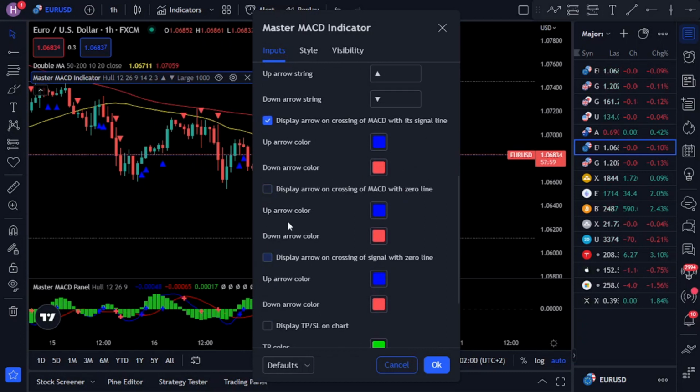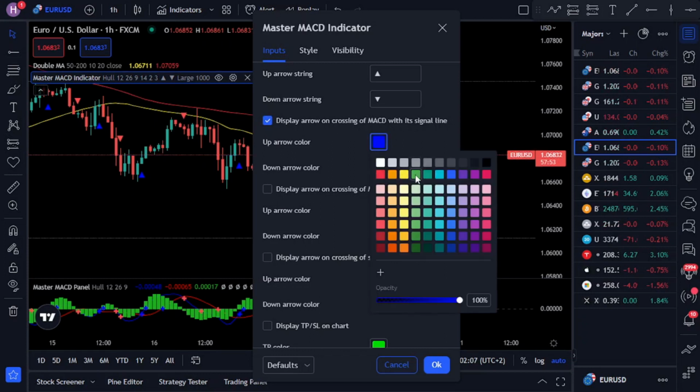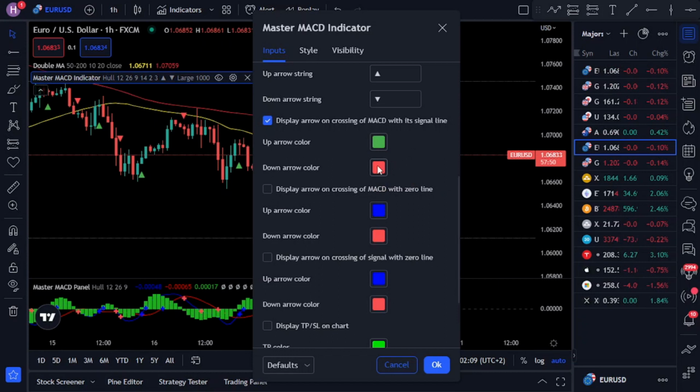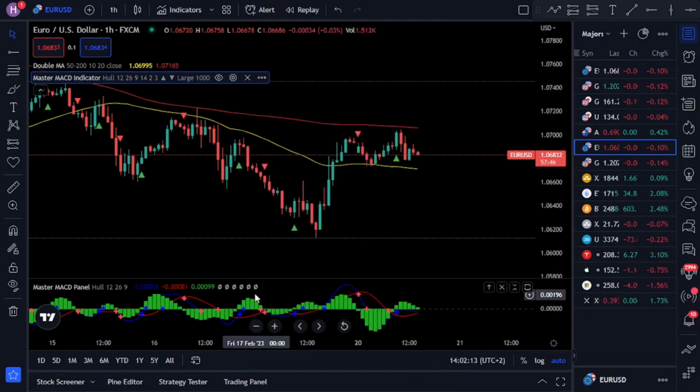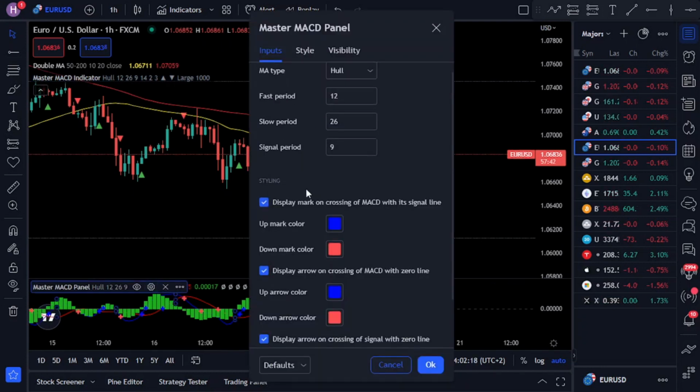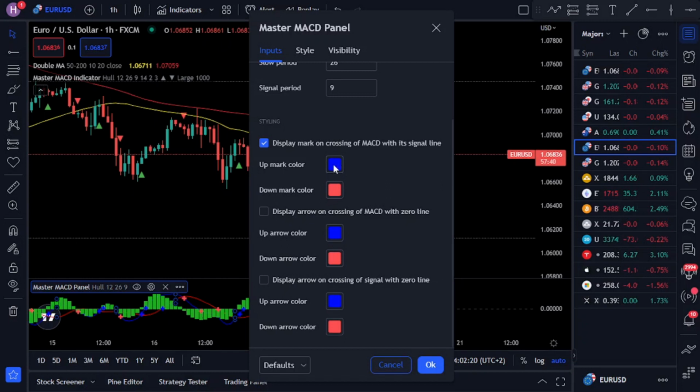The next part of the strategy involves the signals from the master MACD indicator. We are going to leave all the inputs the same, however we are only interested in when the crosses of the MACD and the signal line happen. For the up arrow I'm going to use green and the other is going to be red.